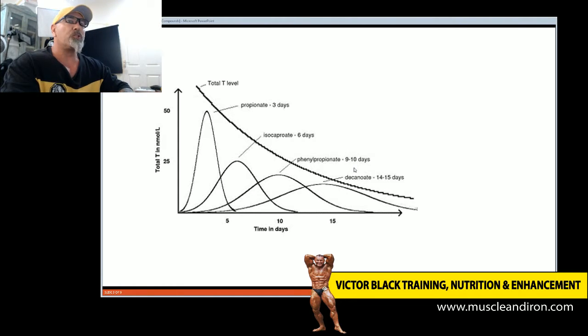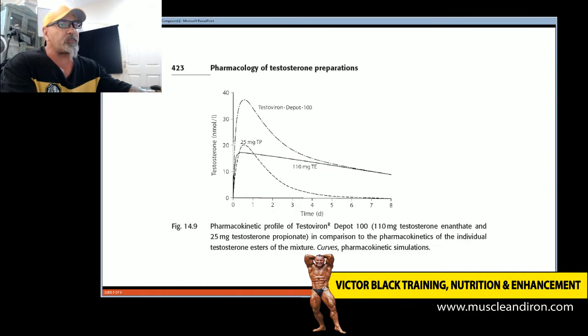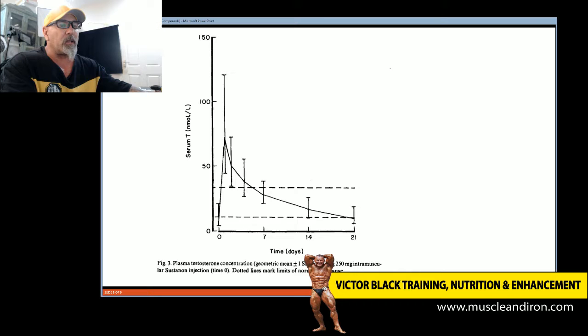Okay, so what do we need to do? What's a practical takeaway for us in this instance? Well, let me show you this before I carry on. This is in reality what Sustanon, this blend of 4 esters, looks like. You have an initial high peak of serum testosterone levels that then tail off. You don't have multiple peaks. Okay, this is the reality of blending esters together.